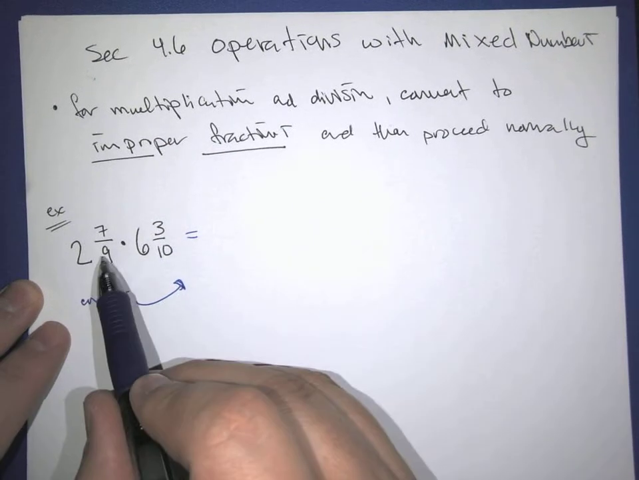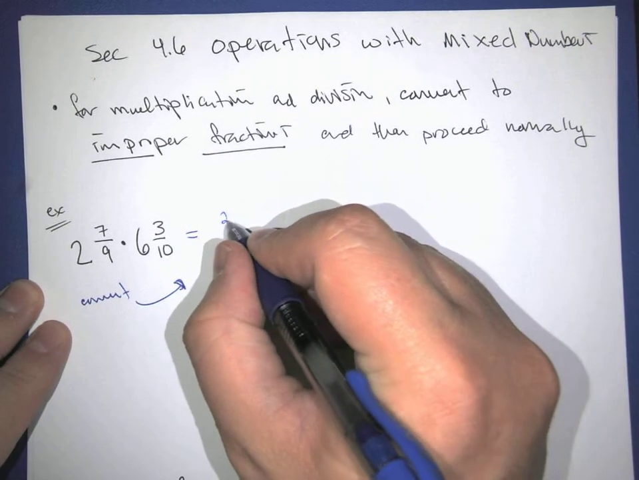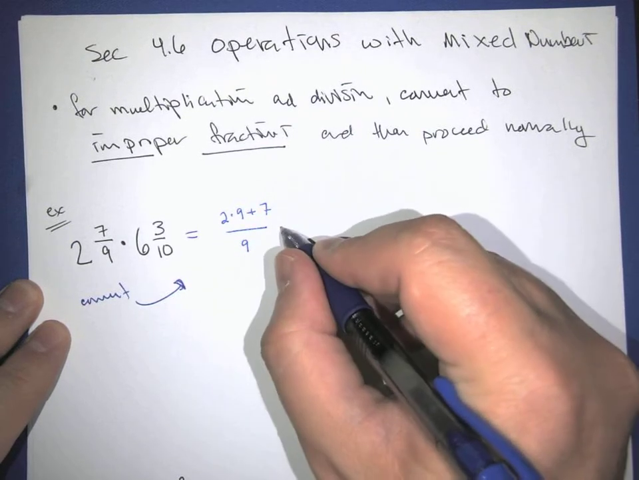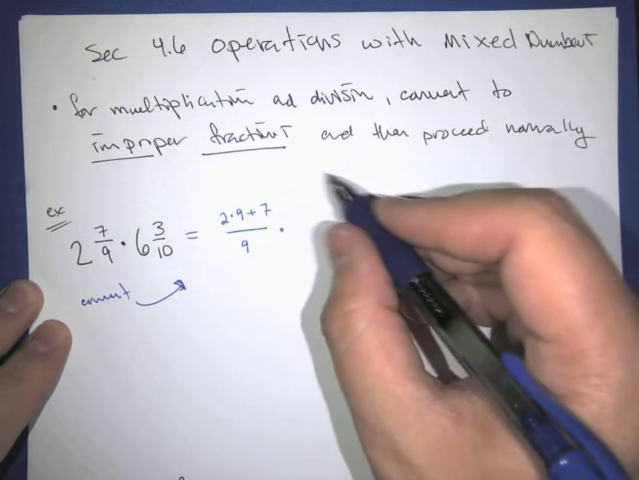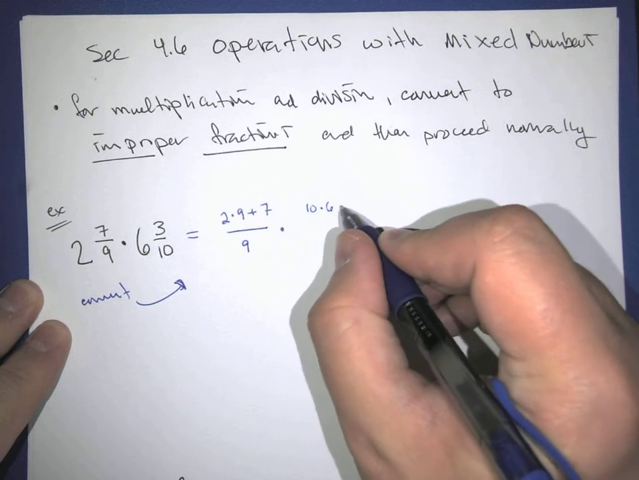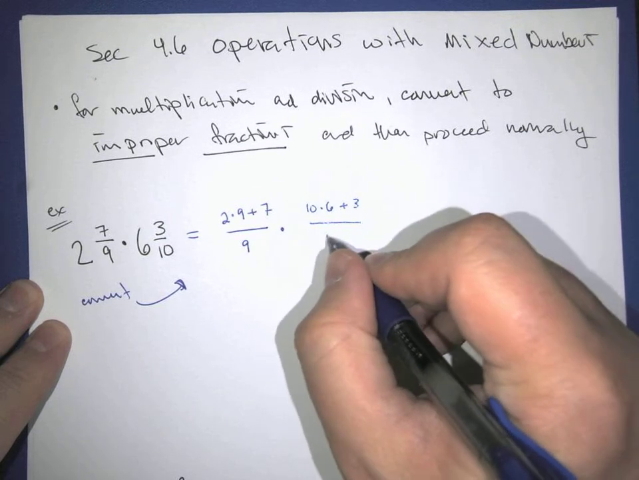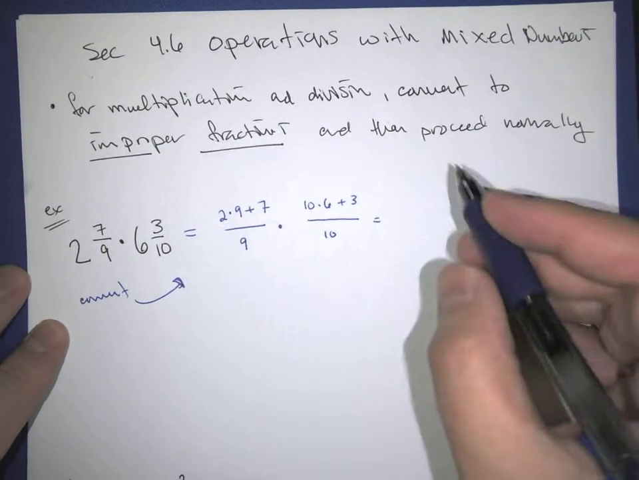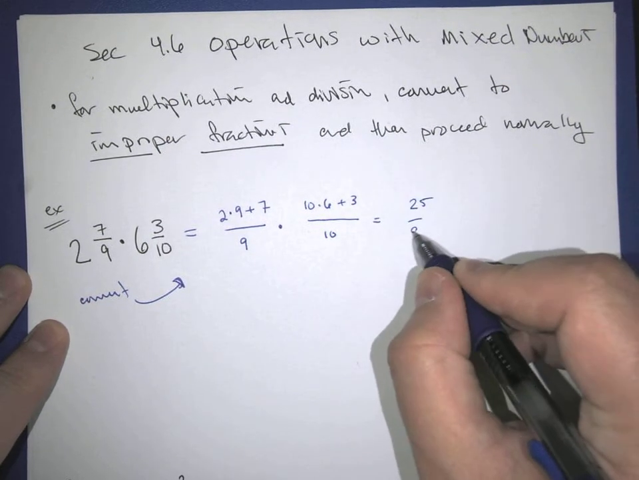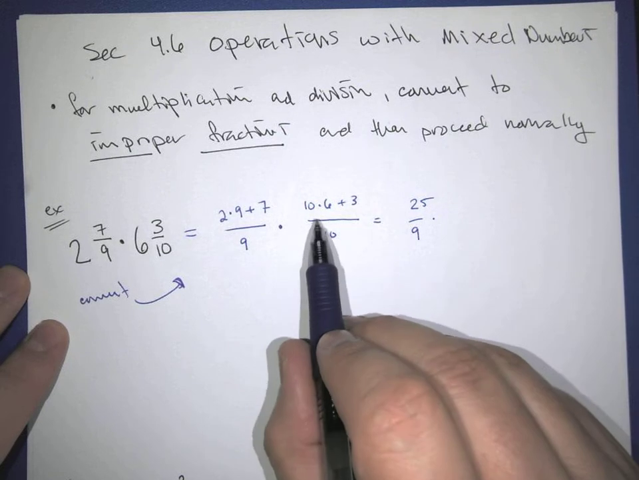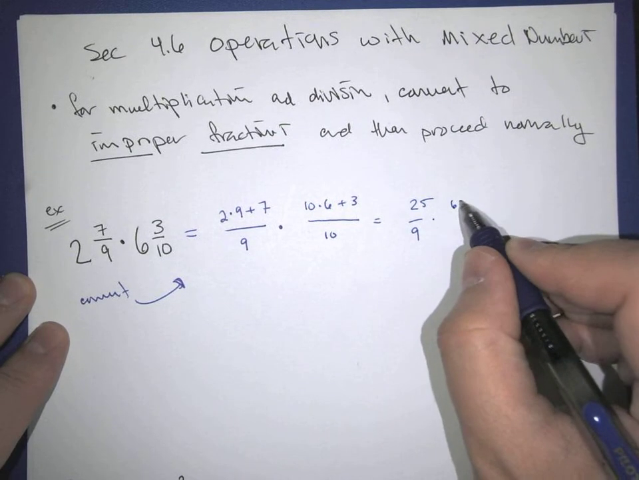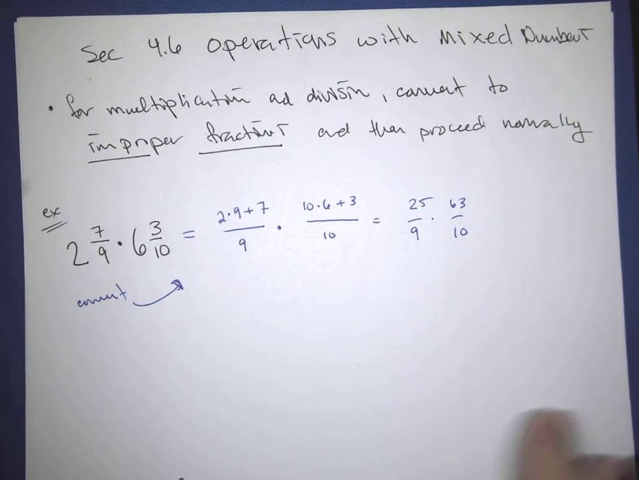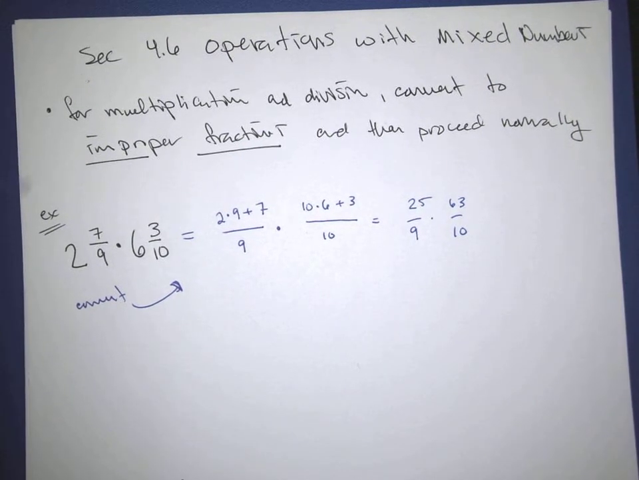So for us, that's going to be 9 times 2 plus this 7, all over 9. We'll multiply that by 6 times 10 plus 3, all over 10. So once we clean this out, 18 plus 7, it's going to be 25 over 9 for fraction number 1, and then 60 plus 3, 63 over 10 for fraction number 2. So the real values we're working with here are 25 over 9 times 63 over 10.